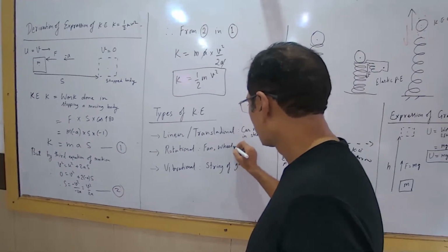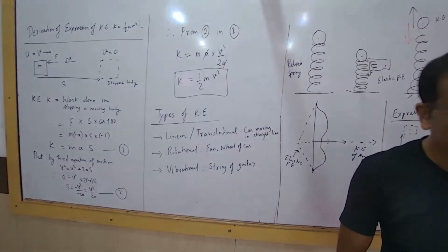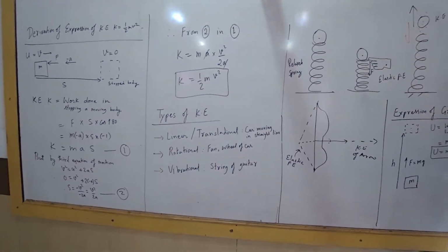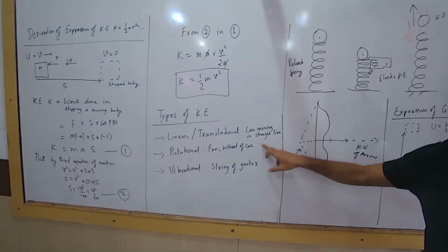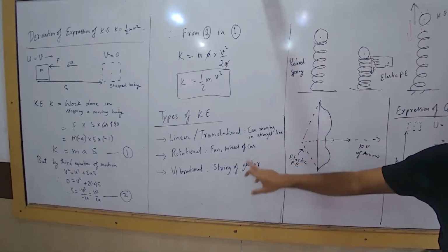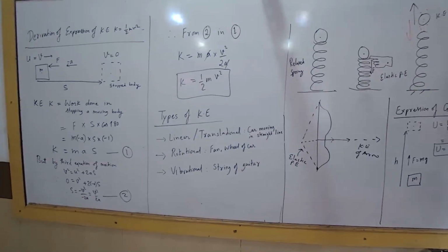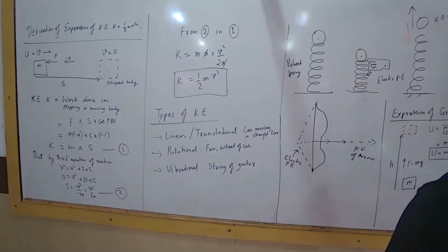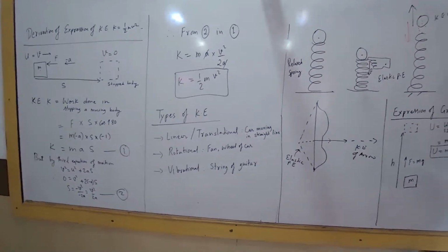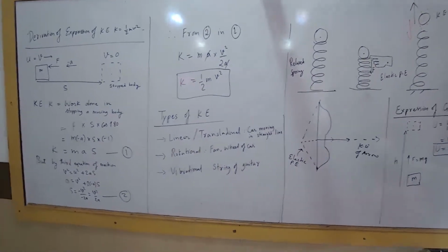Very good. For linear motion, for example, a ball; for rotational, a Ferris wheel. Now a question: the wheel of a car, does it have only rotational motion? No, it also has linear motion. So it has both, translational as well as rotational. So it can appear as a combination of these. These are three different types of kinetic energy by virtue of different types of motion.